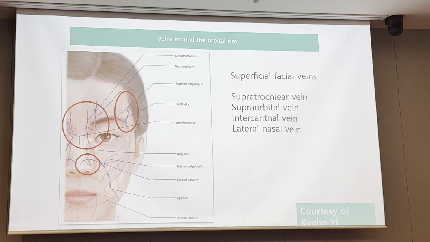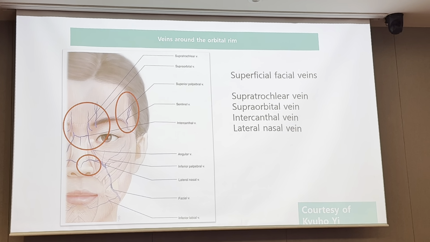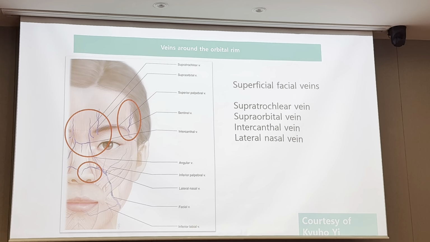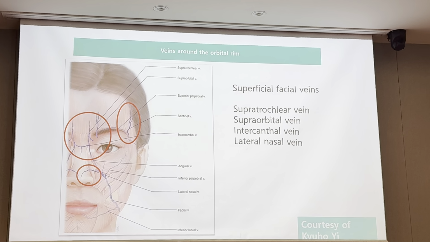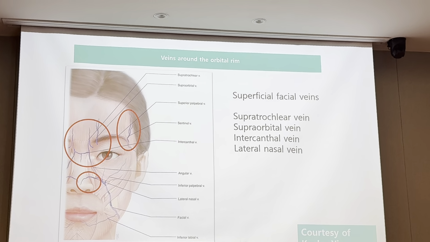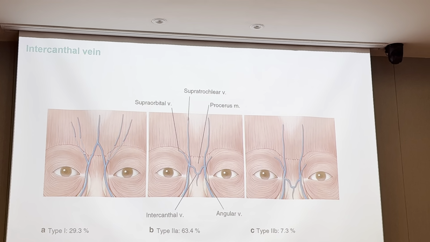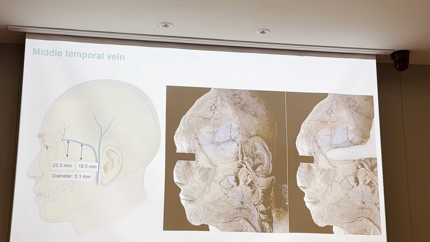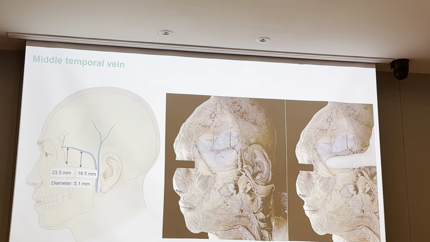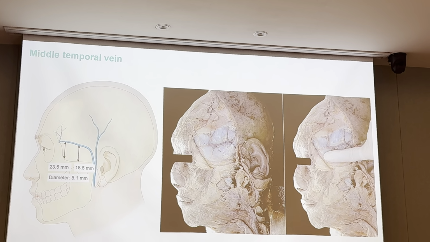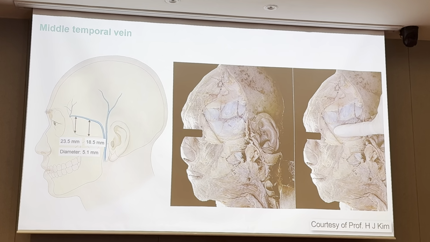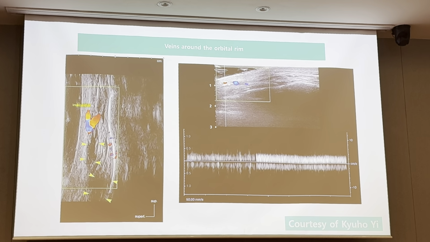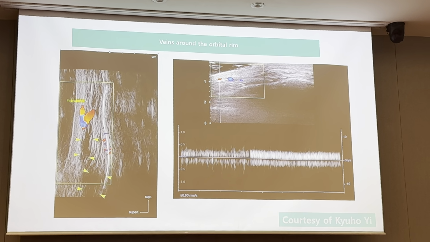And as I told you, there are some superficial veins that you might damage, and they are the intercanthal veins, of course the lateral nasal vein, and the supratrochlear vein. They are pretty superficial compared to other veins, and of course the sentinel veins. Sentinel veins come from the middle temporal vein, and they perforate the orbicularis oculi muscle, then spread into the lateral temporal region. If you are not able to see them, these are all intercanthal veins. They are very subdermally located.